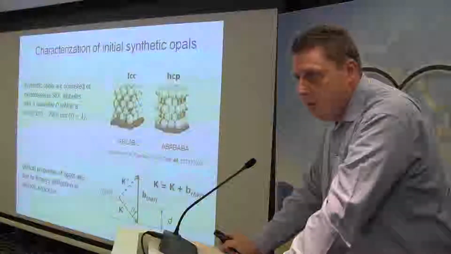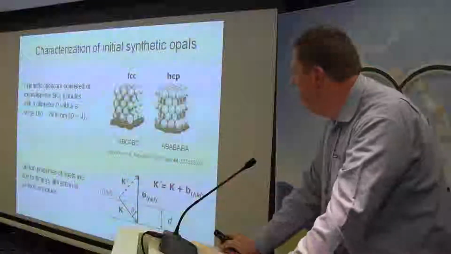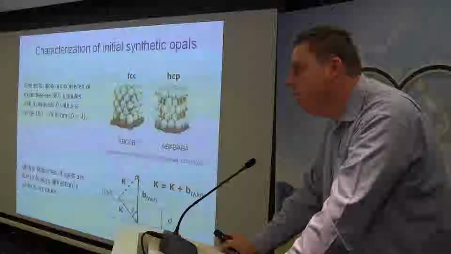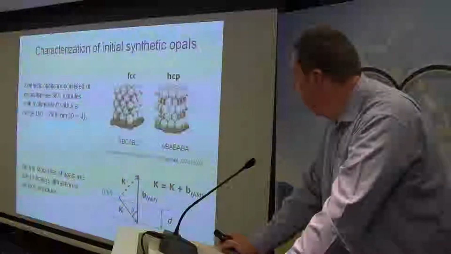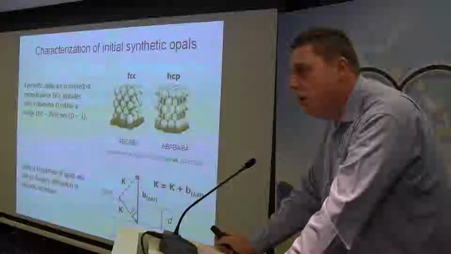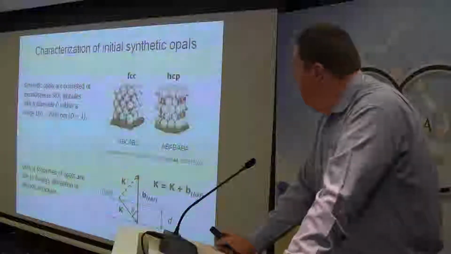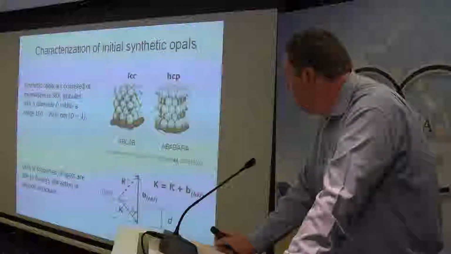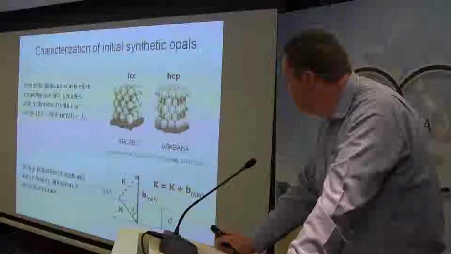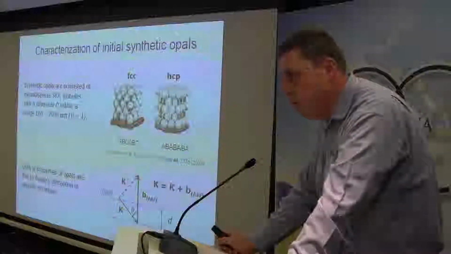First, a little introduction to synthetic opals. These structures are made of monodisperse silicon dioxide globules, and the diameter of the globules can be varied from 100 to 1,000 nanometers, depending on the method of synthesis. These structures can be packed into two usual crystal structures: face-centered cubic lattice, or hexagonal close packing structure.